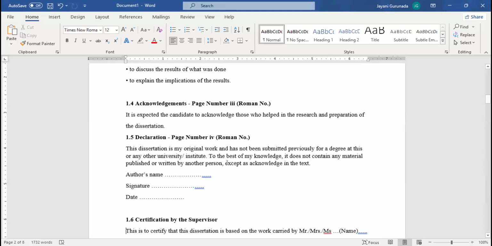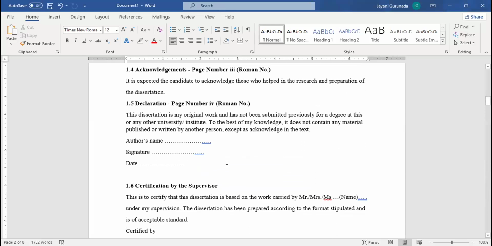Next one, declaration. Next page, 1.5, declaration, page number Roman number 4. So you have to write this: This dissertation is my original work and has not been submitted previously for a degree at this university. I have not copied from others. To the best of my knowledge, it does not contain any material published or written by any other person.